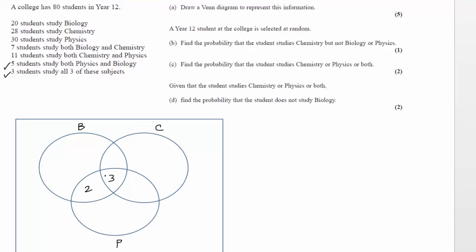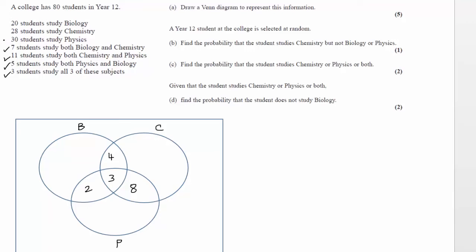That's this region here. I've got 3 already allocated, so the other 8 are there. 8 plus the 3 is the 11. 7 students study biology and chemistry. It's this section here, made up of these 2 regions. There are 3 here. There must be 4 there to make the 7 in total. That's all of my intersection information. Now I need to go to the whole set.